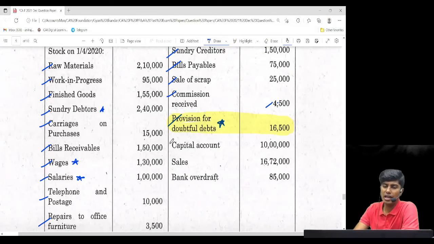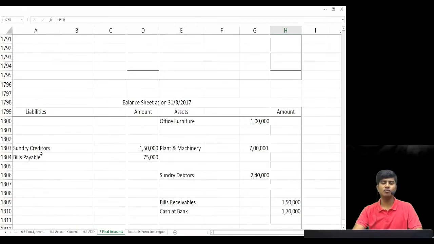Capital is there. Where do we write? Balance sheet, liability, capital 10 lakh, inner column. Why? We need to adjust it for net profit at least, bare minimum. If not, there is no additional capital or drawings. We should adjust it minimum for net profit. So capital 10 lakh, inner column, balance sheet, liability side.